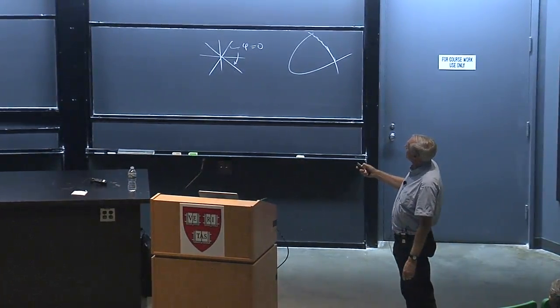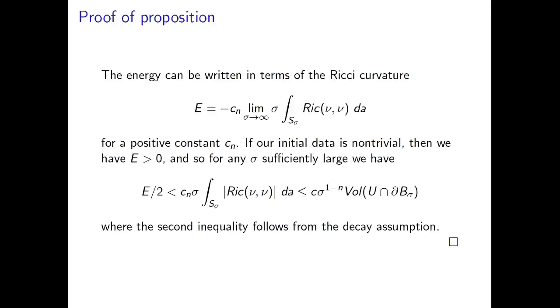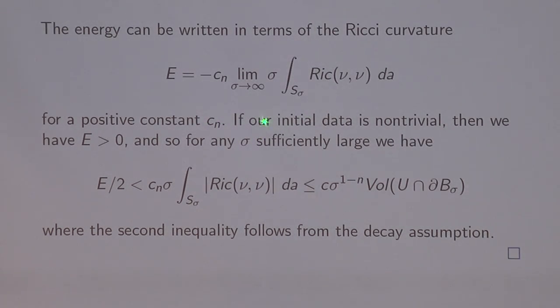So the energy is actually the integral of a term involving the Ricci. So if you consider a large sphere and you look at the Ricci in the normal direction, and you integrate that over the sphere, and then you multiply by sigma and take the limit. It turns out that limit exists, and if you multiply by a suitable negative constant, it gives you exactly the energy. Okay? And so using that, it's very easy to prove the theorem. Namely, this is some positive constant, C_n. And so if the data is non-trivial, then the energy has to be positive. That's the positive energy theorem.